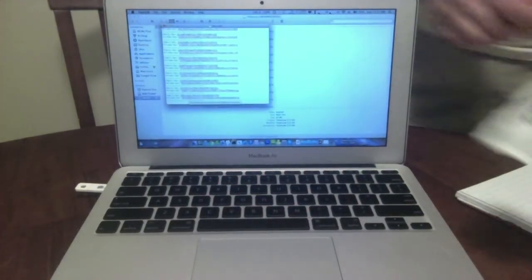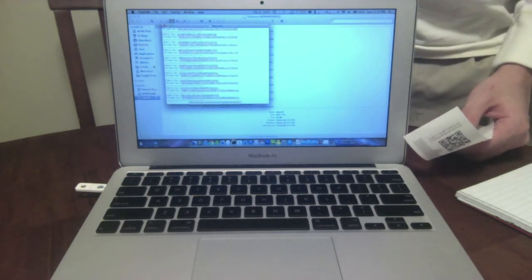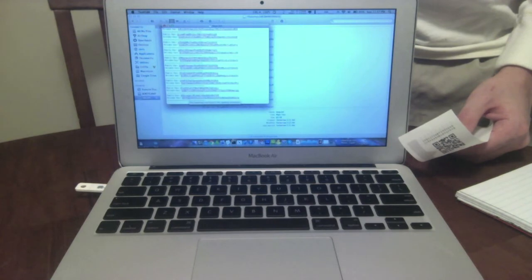So that's the difference between Remember mode and Forget mode. In Forget mode, your keys will not be backed up to the internal memory. They will only exist in paper form.